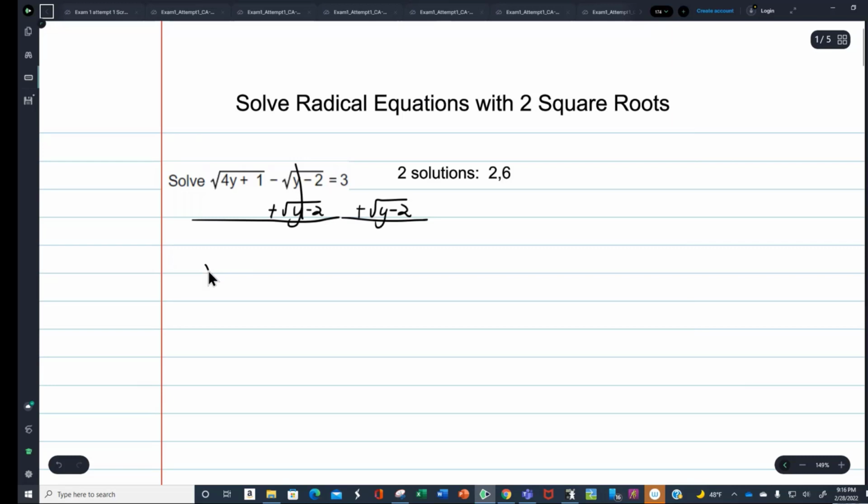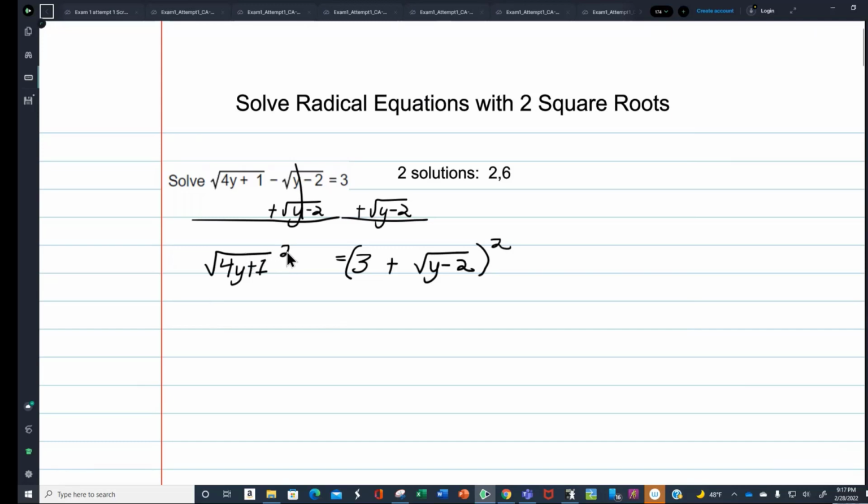So I'm left now with one square root, the square root of 4y plus 1 equals 3 plus the square root of y minus 2. Now that I have one square root isolated, I'm going to square both sides. Now I have two terms here, so I have to put parentheses around them and square.